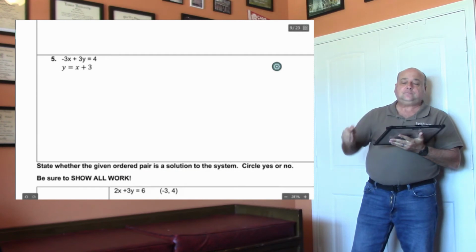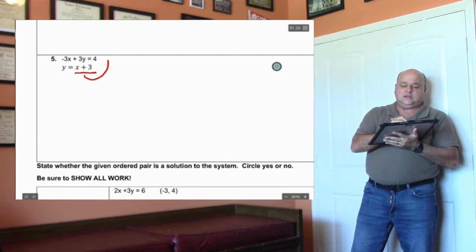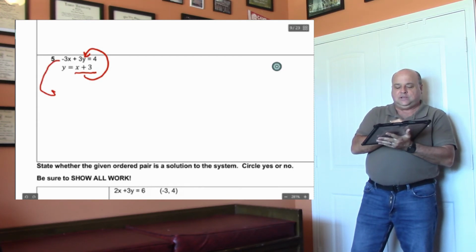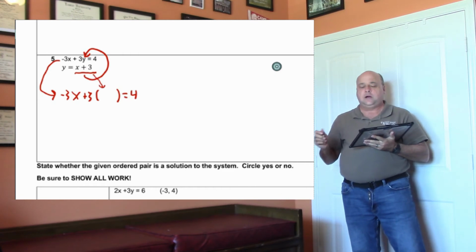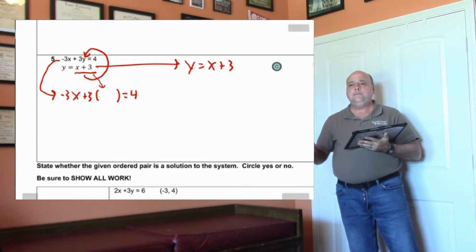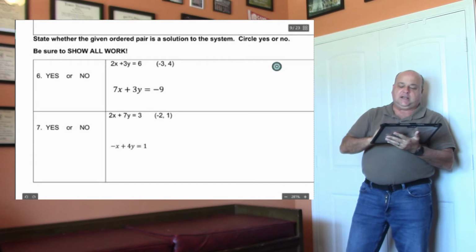Number 5. Notice the bottom one is solve for y. So I'm going to take this y and I'm going to replace that y with it. So I'm going to take this equation and write it down. 3x plus 3 parentheses equals 4. And I'm putting that x plus 3 in that parentheses, aren't I? Then you're going to take this equation and write it over here, and you'll get your y equal, okay? Fun, fun, fun. Number 6.